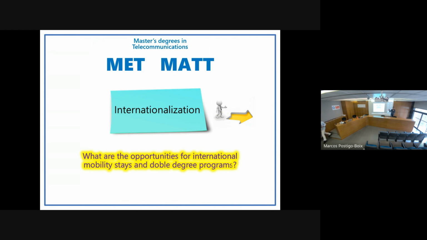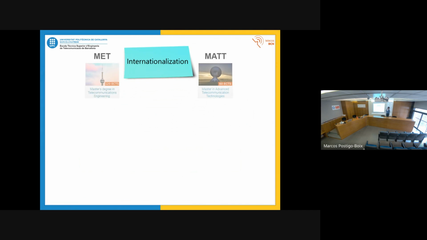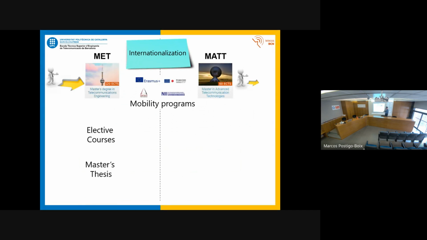Let's see now the differences in terms of the internationalization that you can follow in both masters. In the case of the Master MET, you can follow a mobility program to go to a university to do elective courses or the master thesis. In the case of Master MAT, you have only the option of doing the master thesis, and if you want to do this master thesis on mobility, you have to do it after finishing all of the subjects of the master. So you will need a 3rd semester for doing your master thesis on mobility.